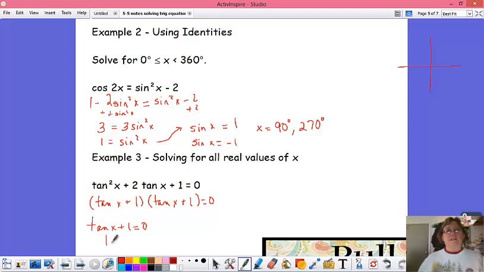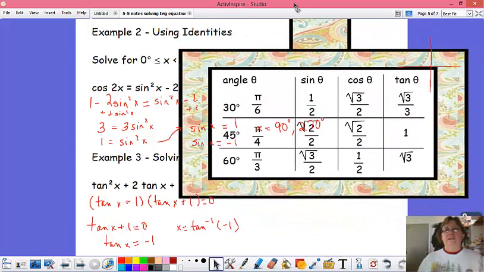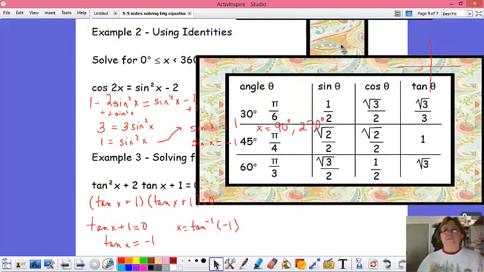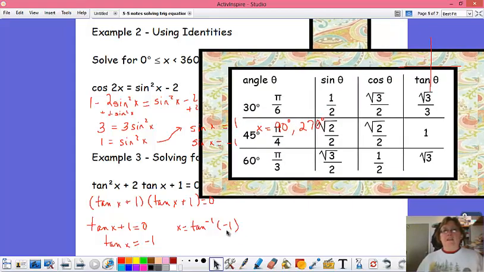And if you solve that, tangent of x equals -1. And that would mean that our x is the tangent inverse of -1. Now I want to call this up here because I seem to recall a tangent of 1 in here. Oh yeah, 45 degrees, right? It says we're doing it for all real values, so I guess we can talk degrees if we want. But we have to have the tangent be -1.